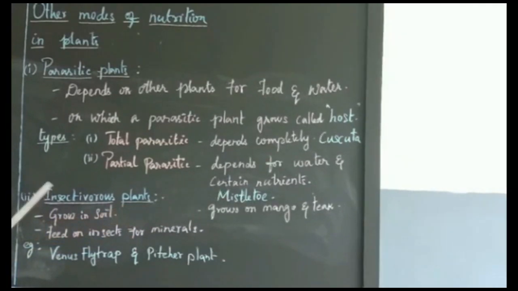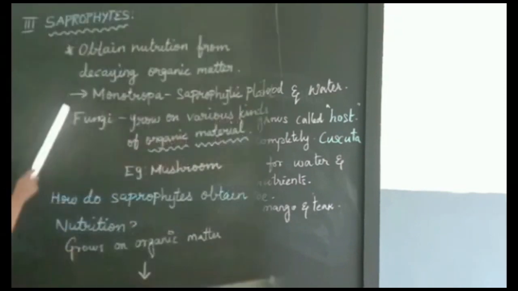The next category is insectivorous plants. It grows normally in the soil. Due to insufficient amount of minerals, it traps and feeds on the insects which sit on it. For example, Venus flytrap and pitcher plant.